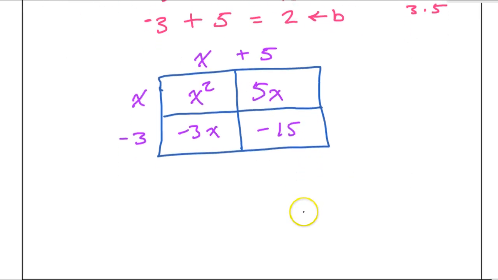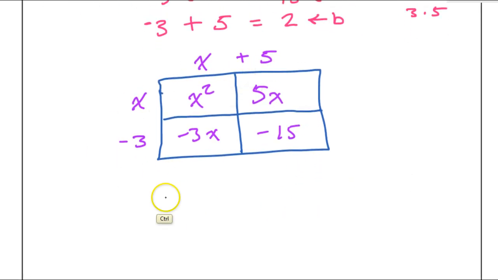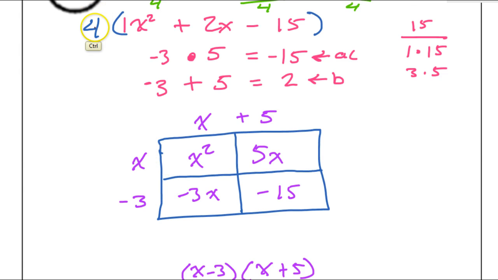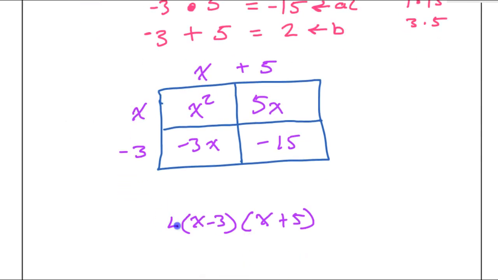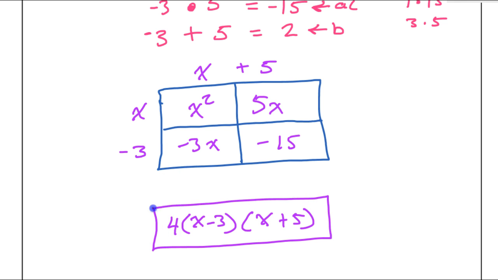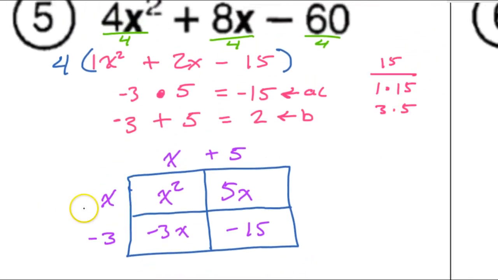So that gives us the two binomials that we will factor with. So this is going to be x minus 3 from the left-hand side, and then we see the x plus 5 across the top. And don't forget about that 4, the GCF from the beginning. That needs to be part of the final answer. So this will be the final answer for problem number 5.